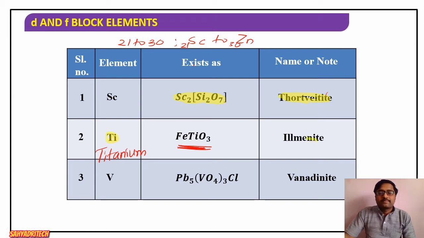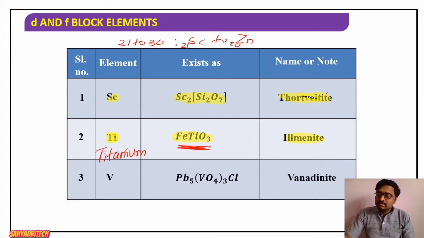So ilmenite is the ore of titanium. What is the chemical formula? FeTiO3. For scandium, what is the ore? Thortveitite is the ore of scandium, and its chemical formula is Sc2(Si2O7). It is very important to remember the names and chemical compositions of the ores of these 3d series elements.